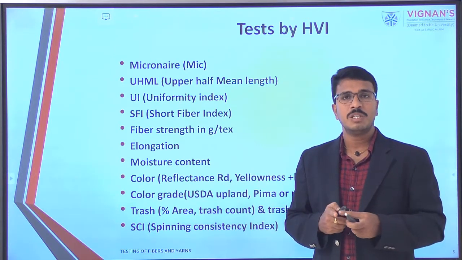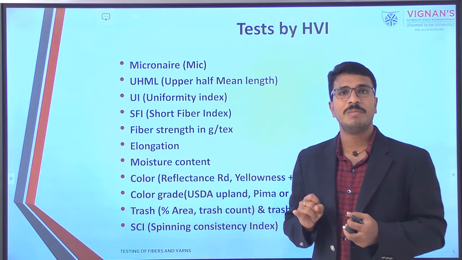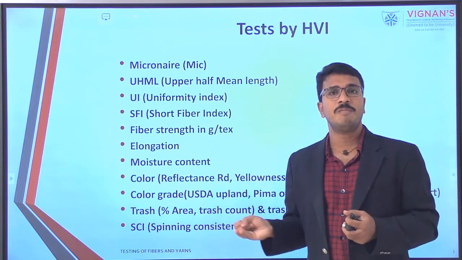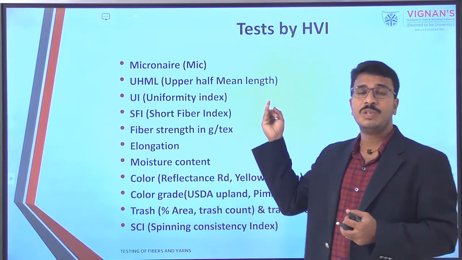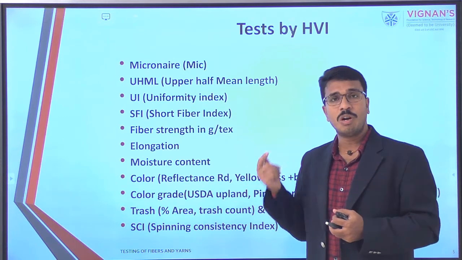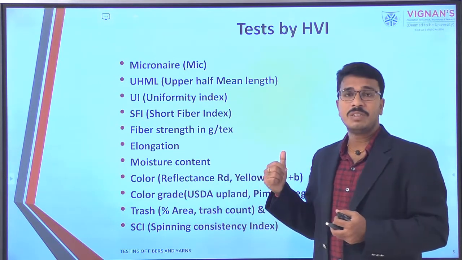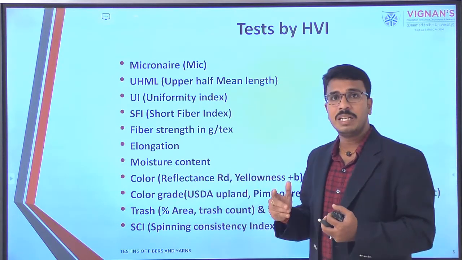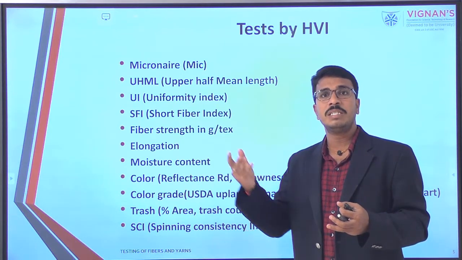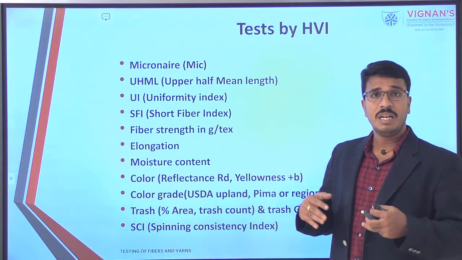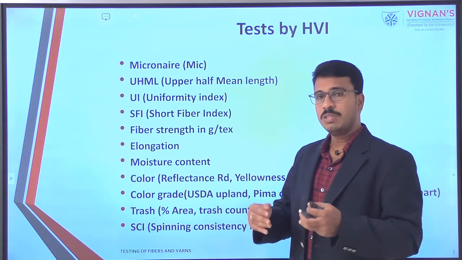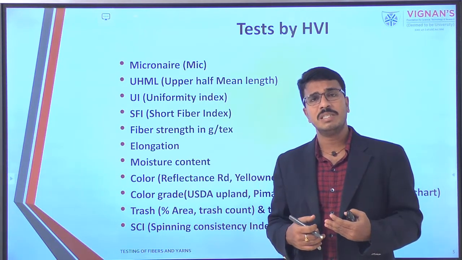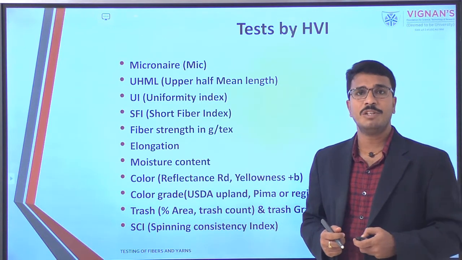high value instrument. One is Micronaire, that is fineness of the fiber samples, and then we can find out the length related parameters like upper half mean length, and then uniformity index, and the short fiber percentage, and then fiber strength, that is bundle fiber strength, and elongation, moisture content, and color, that is reflectance, and plus b values, that is yellowness values, and then color grade, trash percentage. Okay, so likewise, various fiber related parameters can be measured by using this high value instrument.